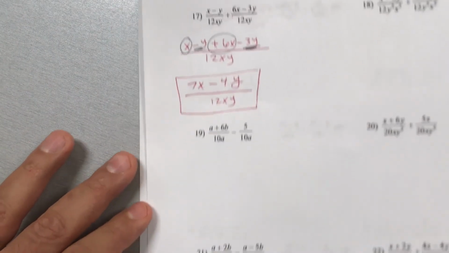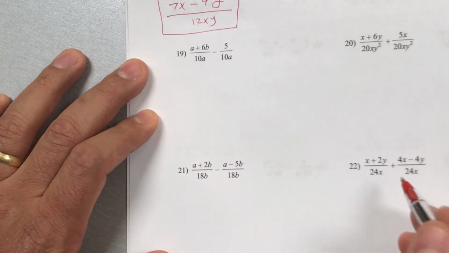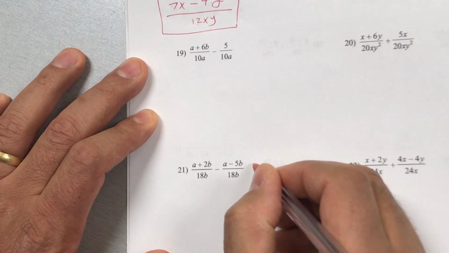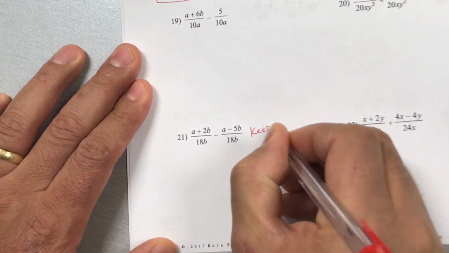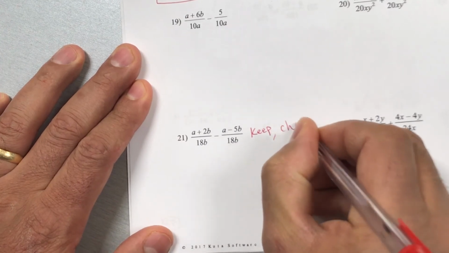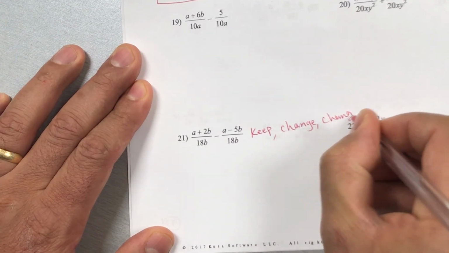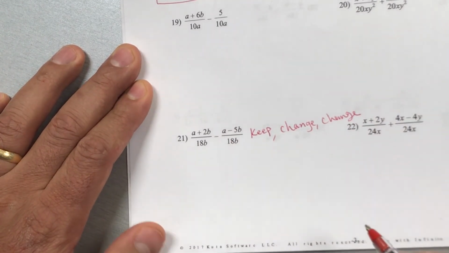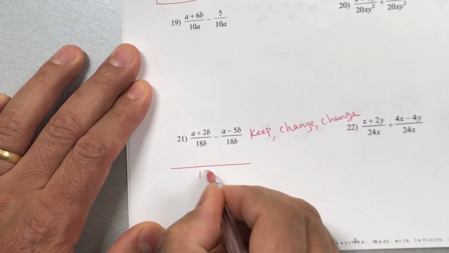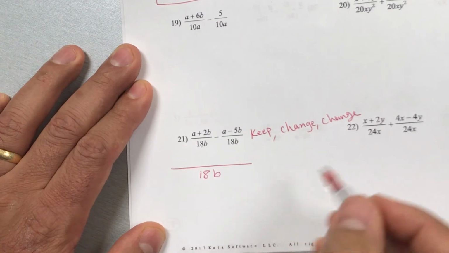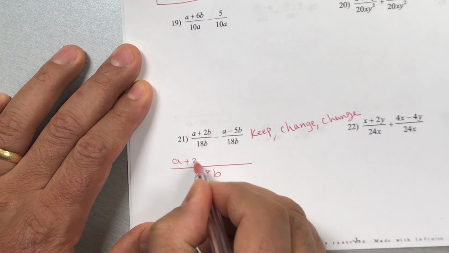The third part for today's lesson is subtraction. Subtraction is the same exact thing as addition, but if you remember this from middle school, we used to keep the first one and then change the subtraction into addition and change the positives into negatives and negatives into positives. So this is what I do. First of all, I have the same common denominator, 18b. I'll write it down. Now, the first one, we're going to keep the first one, a plus 2b.